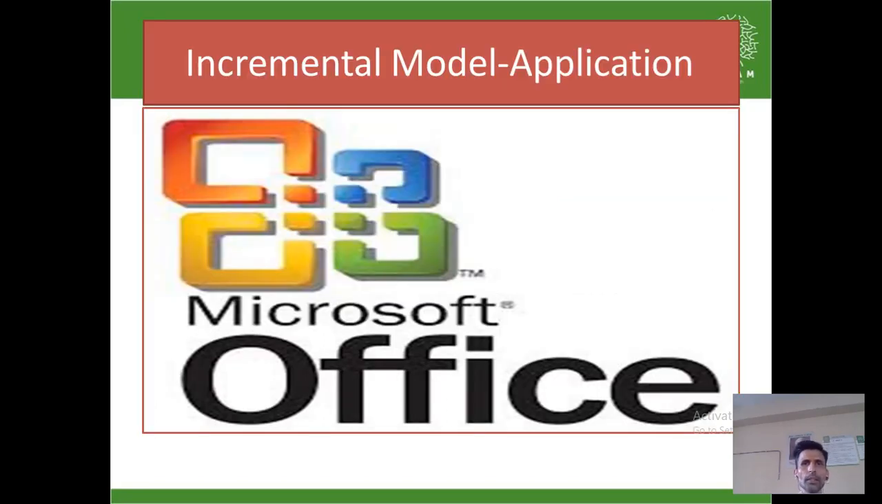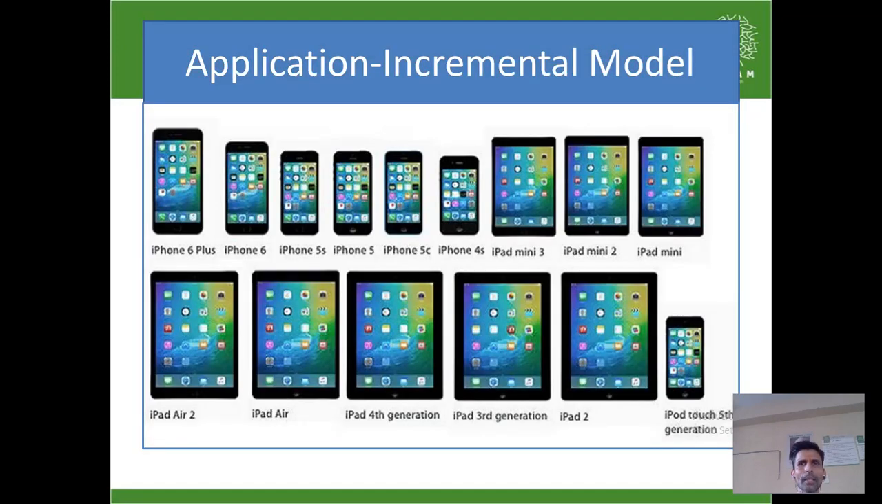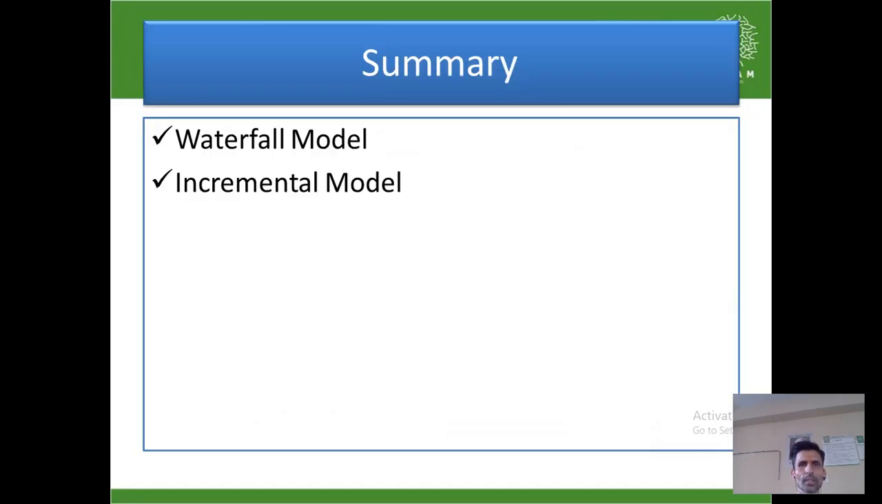MS Office is also developed under the incremental model. iPhone is also there, so many versions of the iPhone are coming to market. You get different versions with different features, because initially only the core part of the iPhone was developed, and you get free feedback from customers and users in the market. You develop more features, and at last you get a totally quality product. Some applications are iPhones with different versions, and now I have explained the waterfall and incremental models.